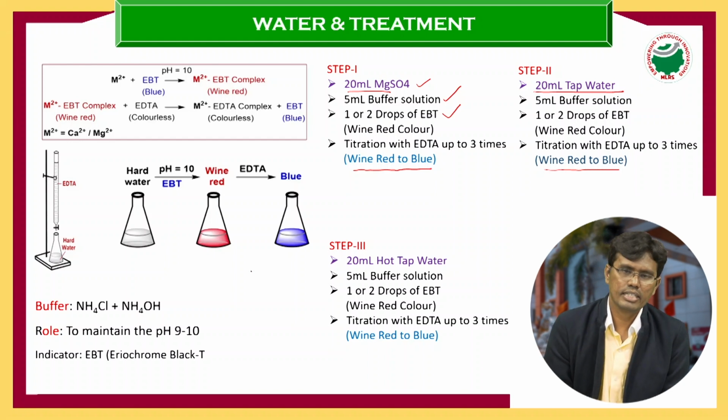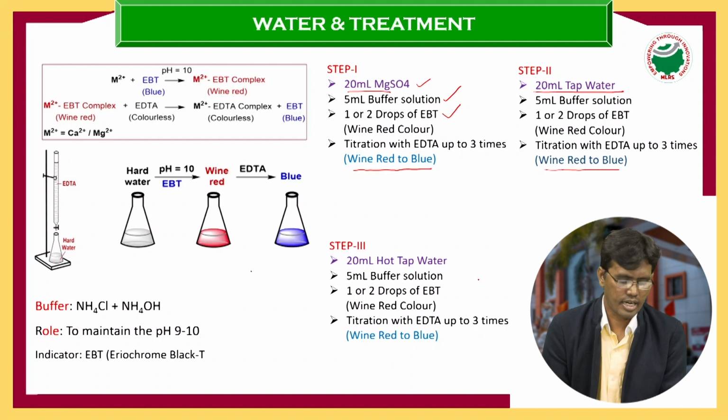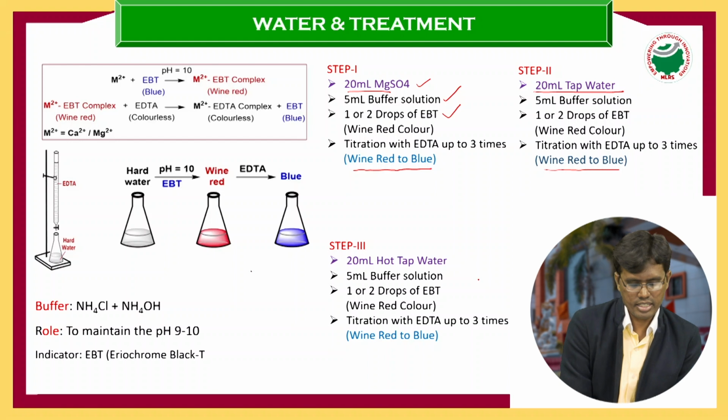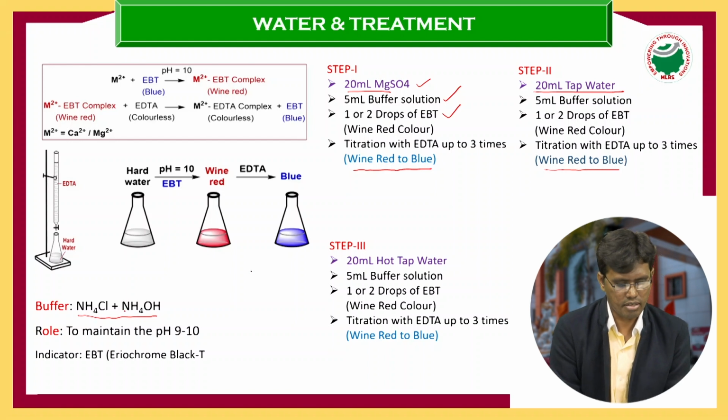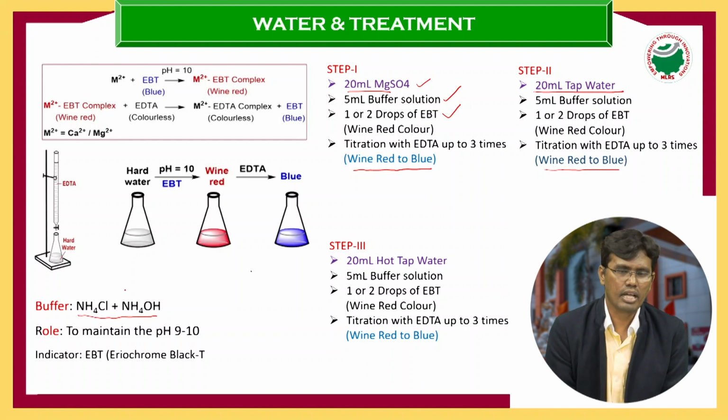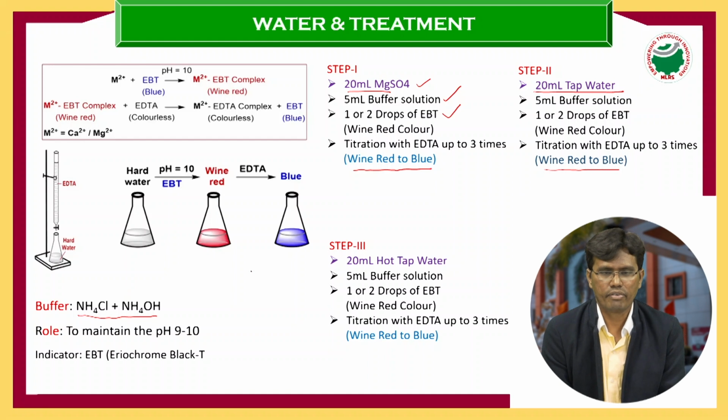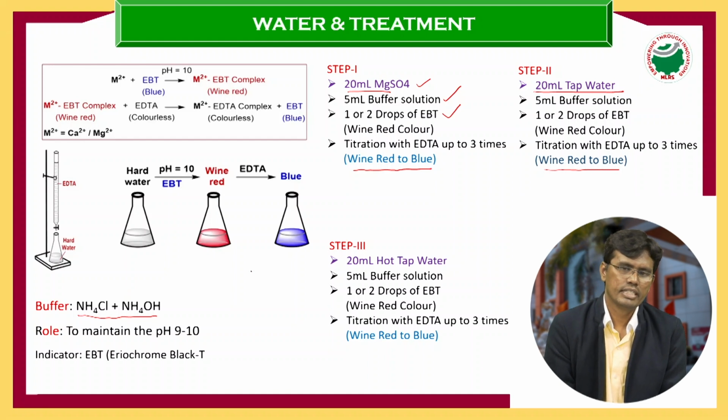So here, what is the main role of buffer and EBT? Buffer means an acid-base mixture. Here you can see I have incorporated NH4Cl and NH4OH. This is also one of the combinations of a buffer. There are different types of buffer: Britton-Robinson buffer, acetate buffer, citrate buffer, phosphate buffer. In complex symmetric titration, ammonia buffer plays a significant role.